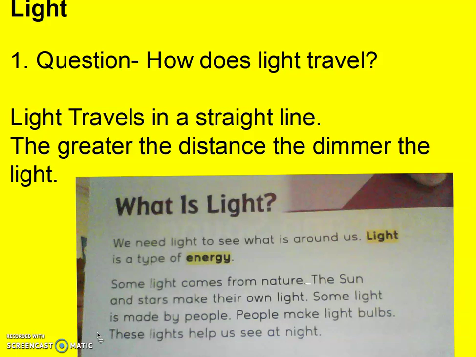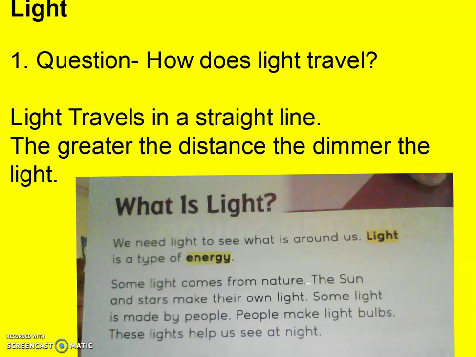For instance, the moon does not produce its own light. It reflects light from the sun. So everything that does not produce its own light reflects light from somewhere else. So if you look around your room in your house and you see that a lamp is on, an overhead light is on, that's producing light. But everything else that you see is reflecting light from that light source.